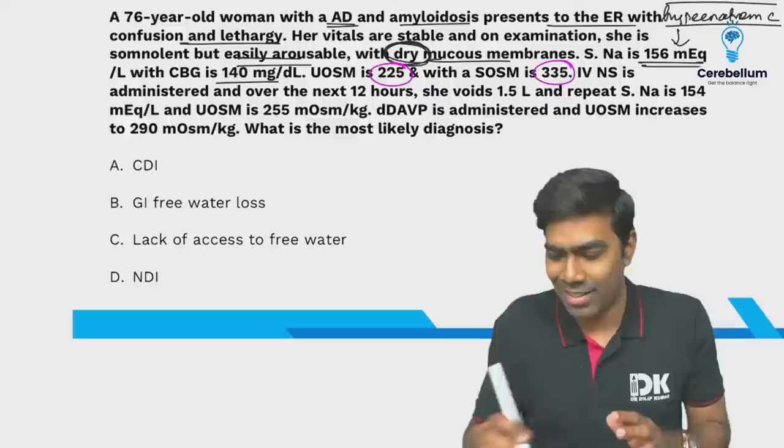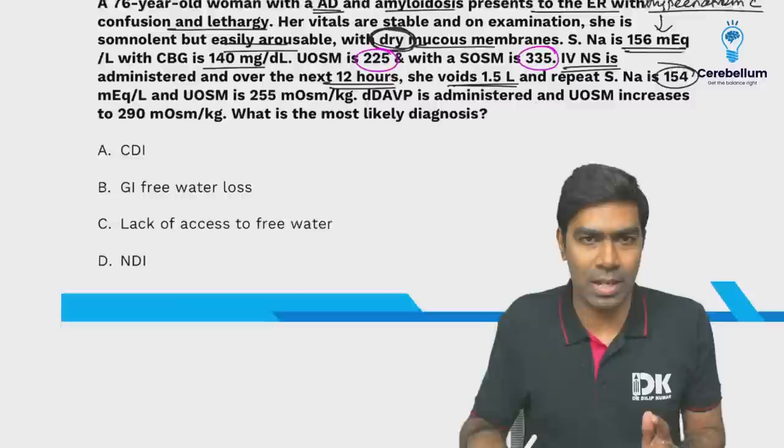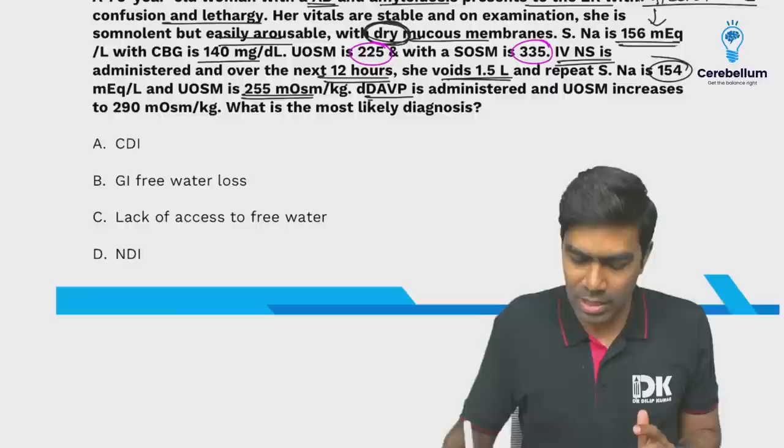IV fluid is started, normal saline is administered over the next 12 hours and she voids 1.5 liters of urine and repeat sodium is 154. It has brought down the sodium to some extent but not completely, and the urine osmolality is still 255 milliosmoles per kilogram. Desmopressin is administered and urine osmolality increases to 290. What is the most likely diagnosis?